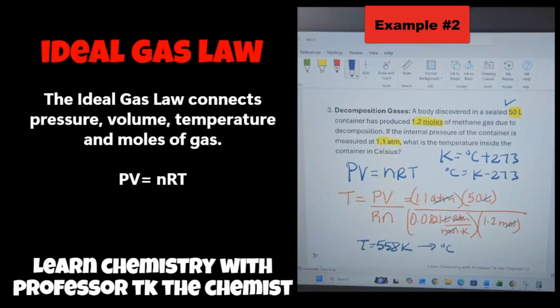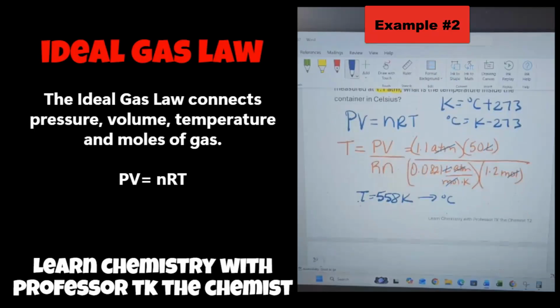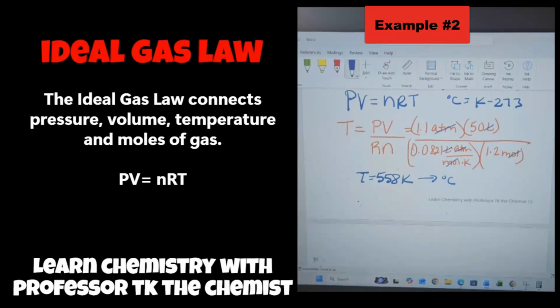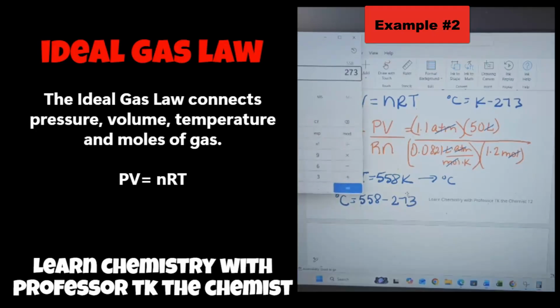All right, so what you're going to do is you're going to plug this temperature right here in right here, okay? Because we got to find it in degrees Celsius. So the temperature that we just got was 558. So since we're looking for degrees Celsius, 558 minus 273. Let's plug it in so y'all can see that. 285 degrees Celsius is our answer. All right. Any questions about what I did?